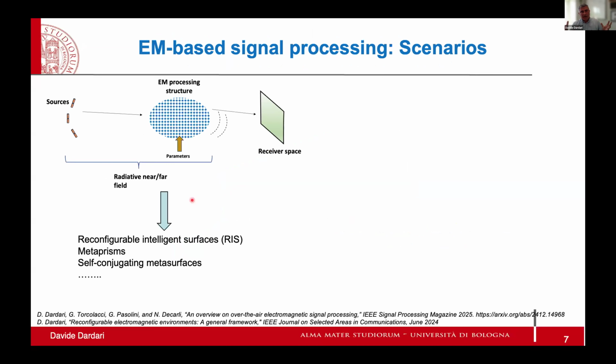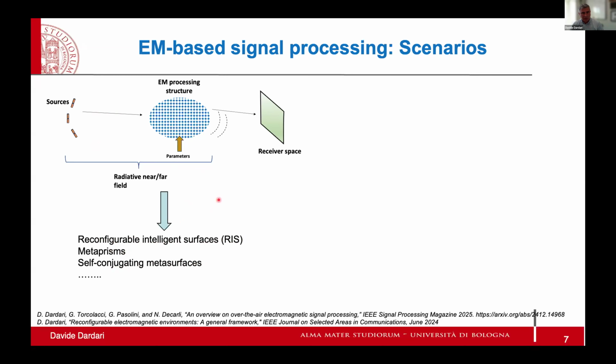We can classify this electromagnetic signal processing in two scenarios. One scenario is this one, in which we suppose to have active sources, for instance a transmitting antenna or several users transmitting, located in the near or far radiative field. Far away from the sources, we have one or more electromagnetic structures composed of reconfigurable scatterers, and then we have a receiver space. The receiver space here is indicated as one space, but it could be composed of several disjoint spaces, for instance of several users. The idea is to use this structure to shape the propagation environment and obtain some desired result at the receiver space. Within this class of structures, we find the reconfigurable intelligent surfaces that were mentioned before by Marco, metaprisms, and self-communicating metasurfaces.